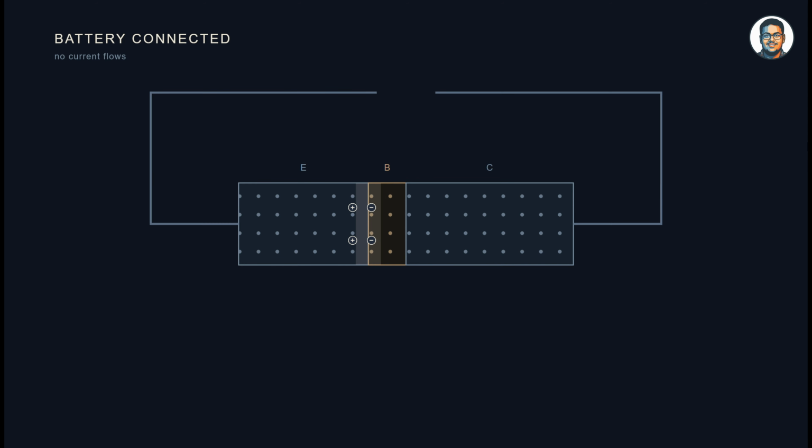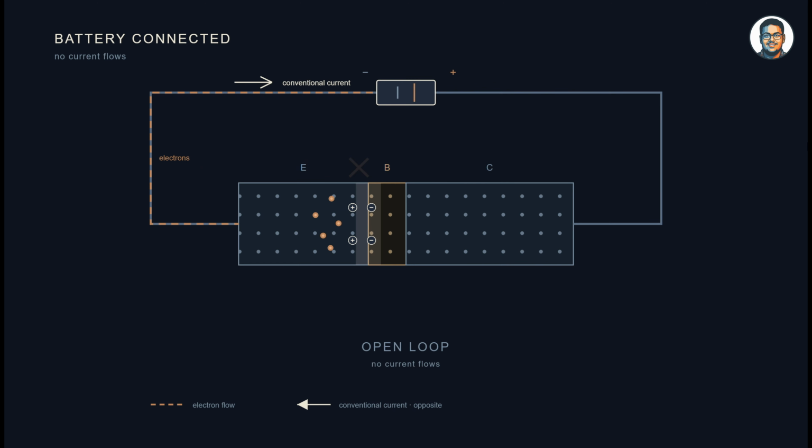This creates a situation of standstill because when you connect a battery such that the positive pole sits at the collector and the negative pole sits at the emitter, the electrons rushing to the emitter can no longer pass the emitter base junction due to the repulsion from the negative charge at the base end. So essentially, the circuit is an open loop.